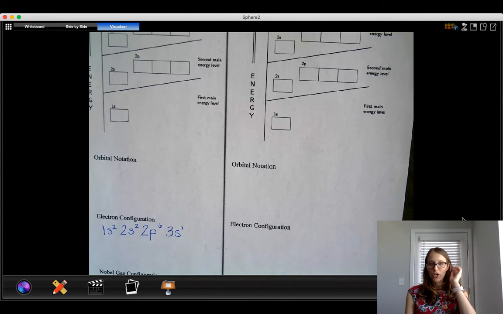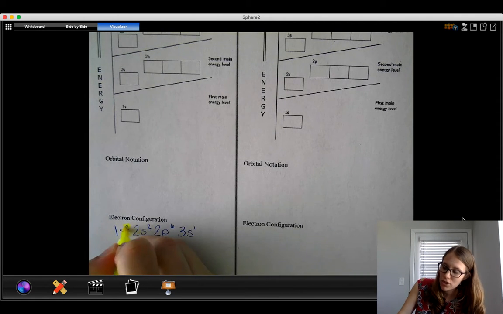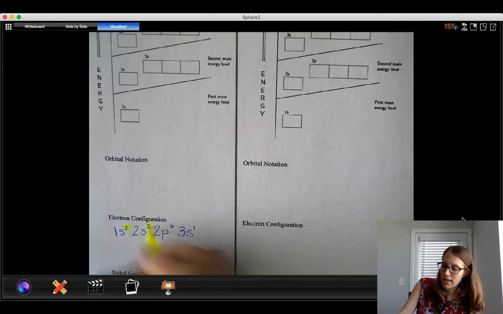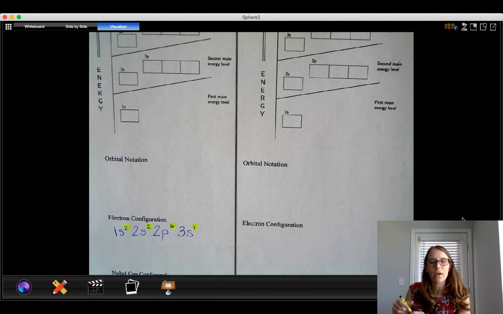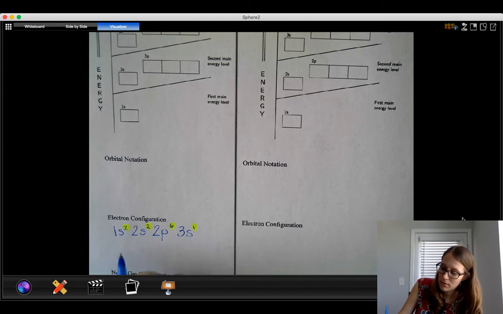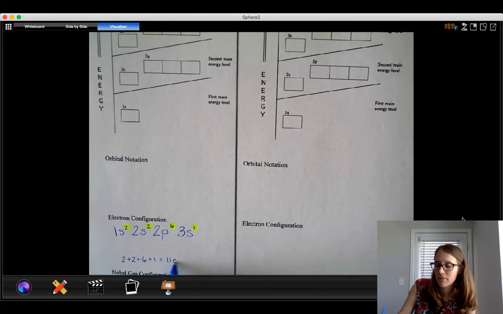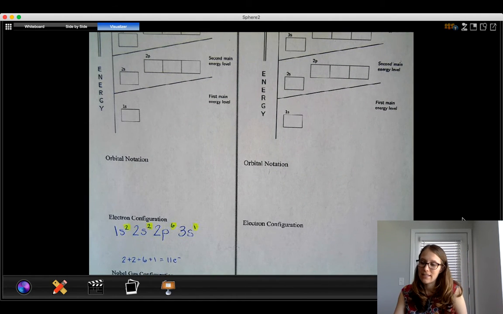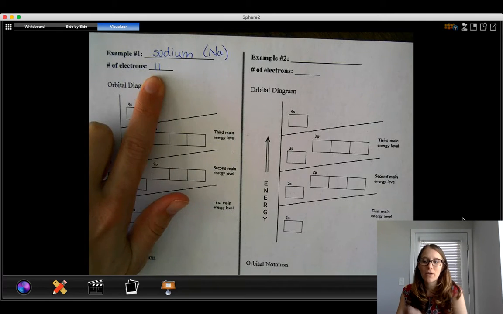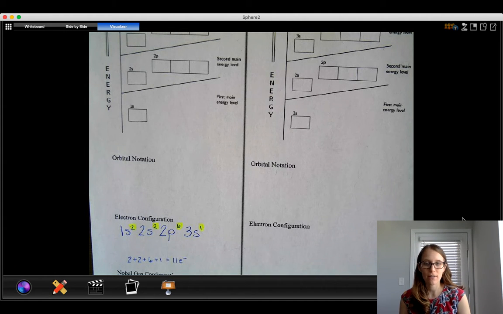So this is called an electron configuration. We just wrote where all of the electrons are located. And notice for this that we said 2 electrons are located here, 2 are located here, 6 are located here, and 1 is located here. If we add those up, 2 plus 2 is 4, plus 6 is 10, plus 1 is 11. We just said there's 11 electrons, and that's exactly what we said at the beginning. Sodium has 11 electrons, and we just wrote the address for each of the electrons.